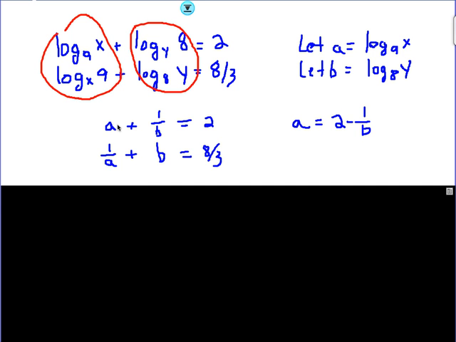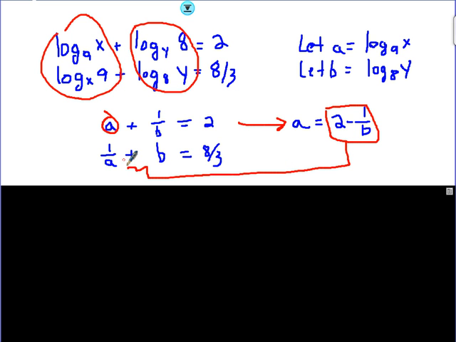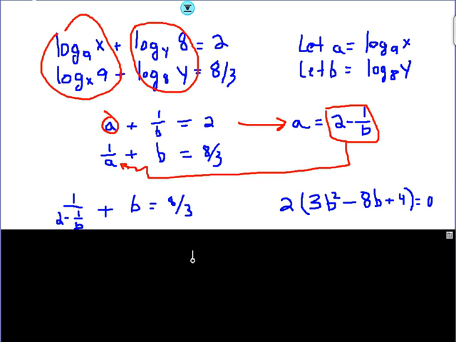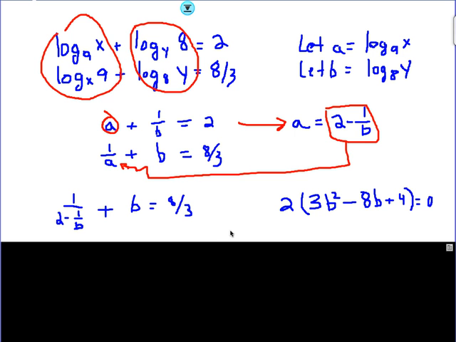We're going to solve for a, just subtracting 1 over b from both sides. Remember what you do with a substitution. a is equal to this, so you're going to plug that into the other equation. When you do that, you get this equation. Notice we can solve this equation now because we have one equation with one variable.